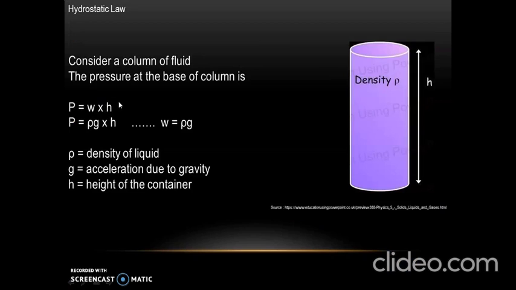P also can be written in terms of rho. For that, let us consider a column of fluid. Now if we want to know pressure at the base of this column, we will use the same equation, that is P is equal to W into H. But we know that specific weight is equal to density into acceleration due to gravity. So substitute W is equal to rho into G into H. So this equation can be used to find pressure if the density of the liquid is known.